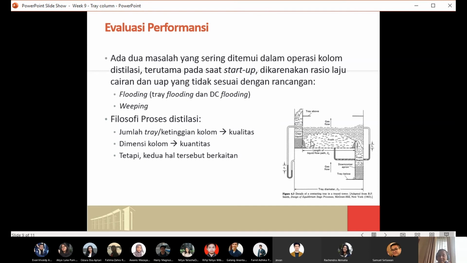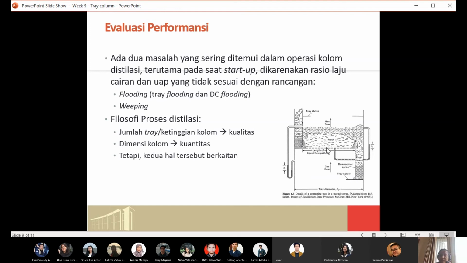Then the liquid will go to the other side of the downcomers. In this example it is coming from the left to the right. Then it will go down the right-side downcomer and go to the next tray below. How about the gas? The gas just comes from the bottom to the top through the holes of the tray.